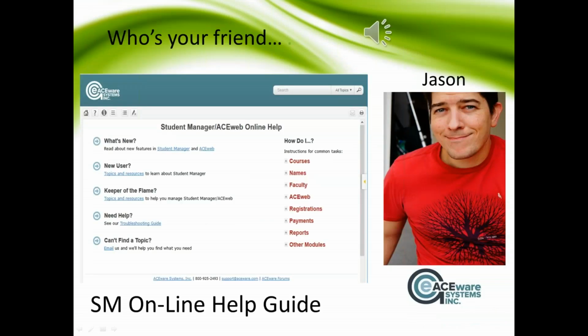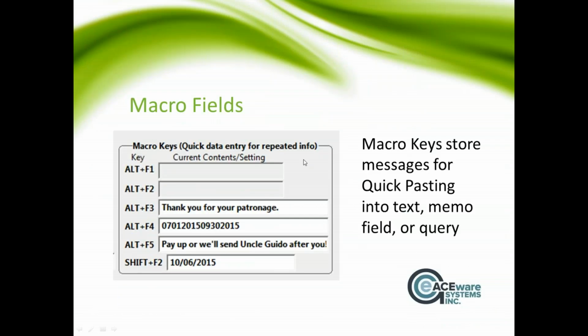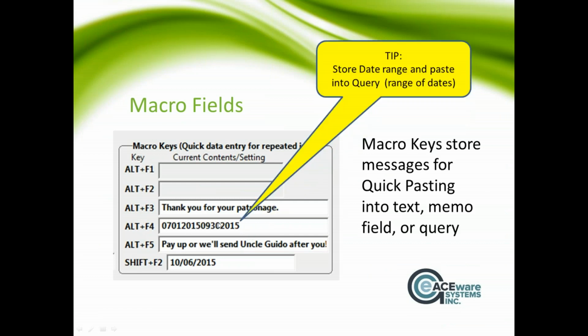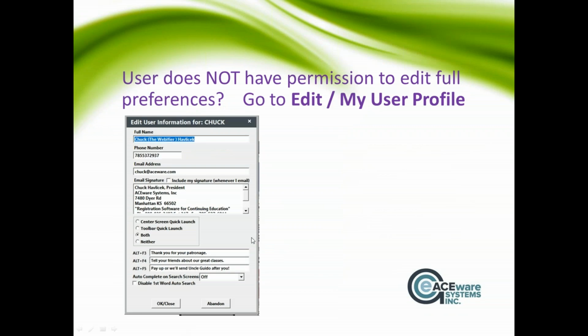I'm going to get back to, we've kind of skipped through here, store keys for pasting. One of the things, you can use a month, day, year, month, day, year combo as a way to store a date range. That's useful for when you're doing quarterly reporting and you're running a whole set of quarterly reports.